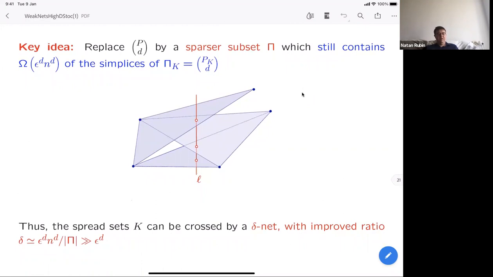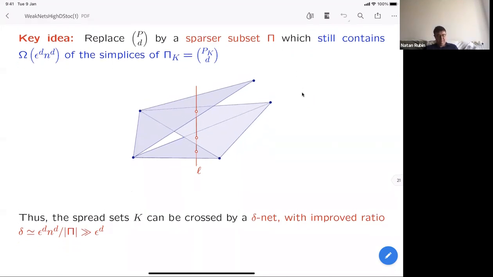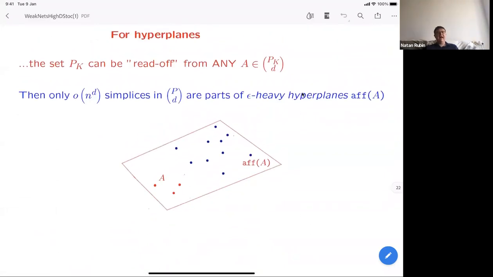And of course, we seek to obtain such a subset, a smaller subset of simplices, which for every interesting convex set will still contain a fixed fraction of the simplices that it determines. The task is particularly easy if we deal with hyperplanes, in which case for any subset of d points, we can get rid of all the remaining points of our convex set because they live in the same hyperplane.